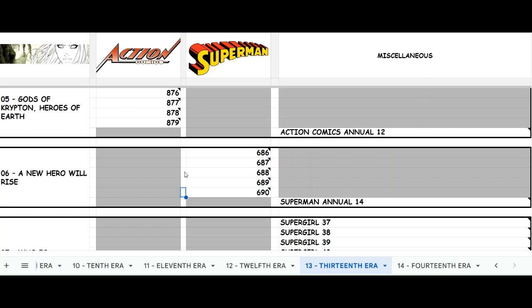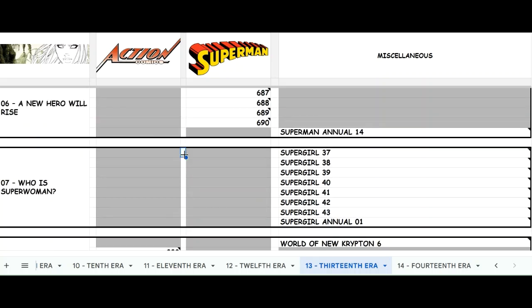690 has several to be continues at the end, including to be continued in Secret Files 2009 and to be continued in Superman Annual 14. We will take the latter on board, and you should read Superman Annual 14 next. It hasn't got a triangle number, but it does seem to fit in well though. The next arc is called Who is Superwoman?